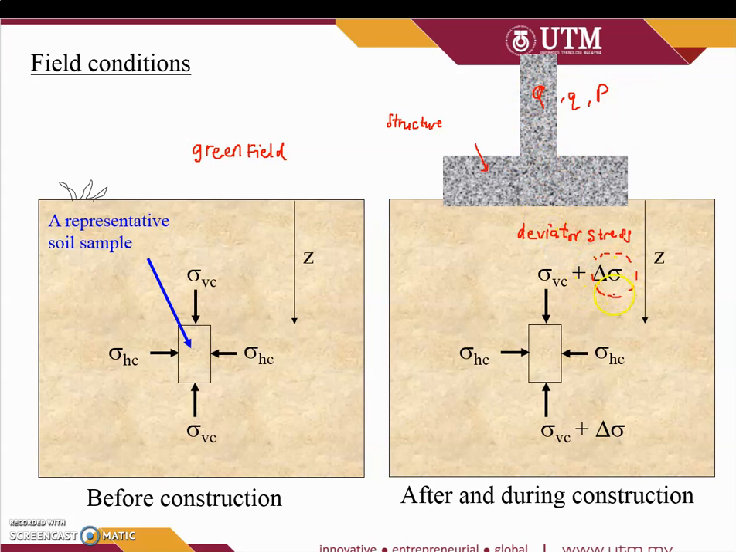If you learn more in Geotechnics 1 later, delta stress or deviator stress can be determined using several methods, namely the 2-to-1 method, Boussinesq, and Westergaard, and so on. But in our soil mechanics course, we only take the loading value.